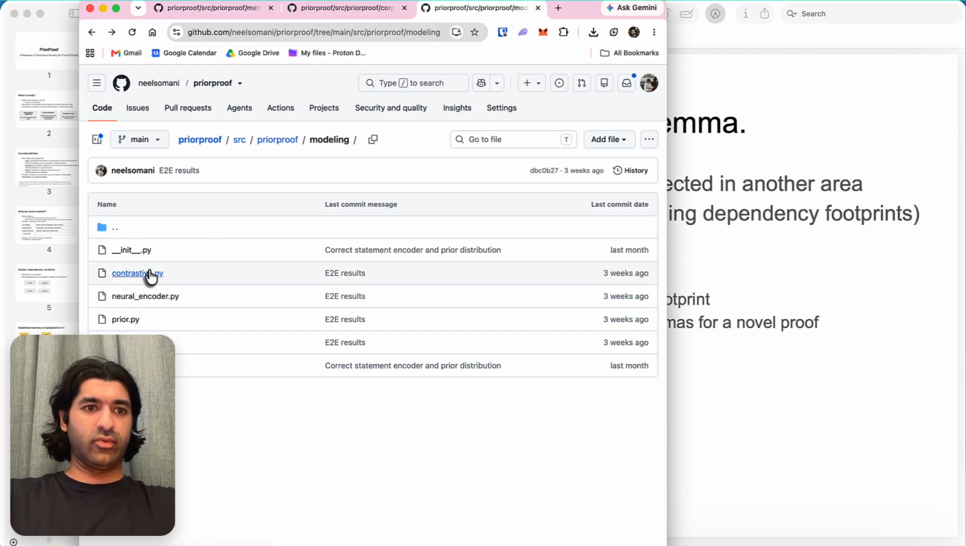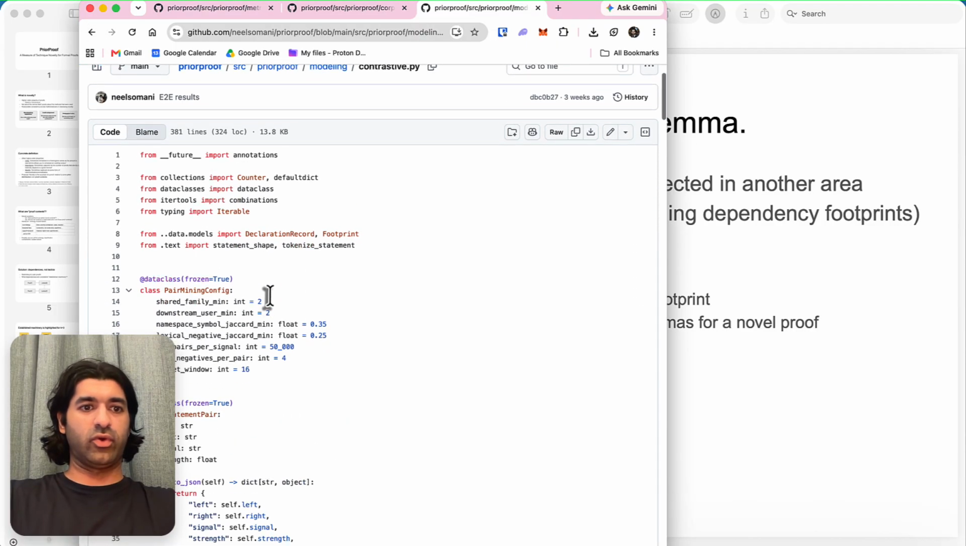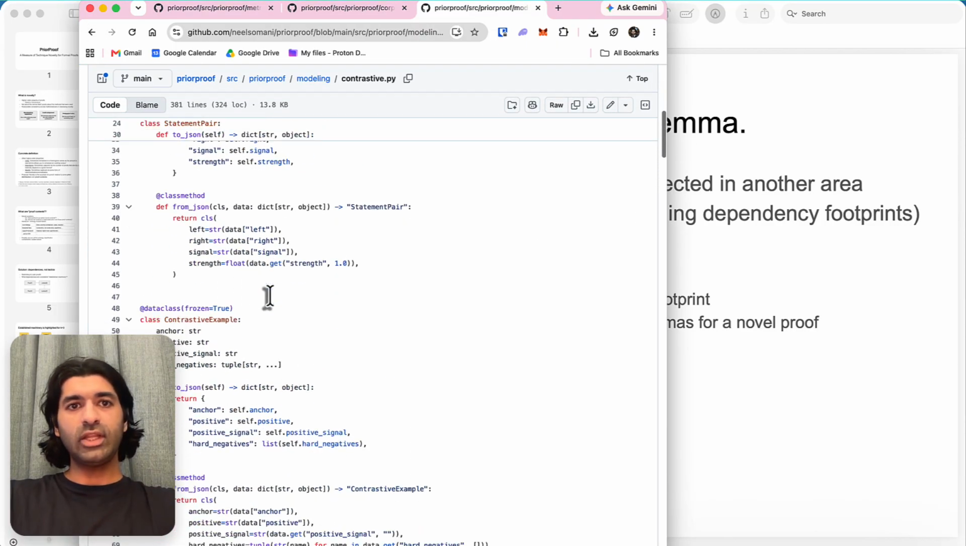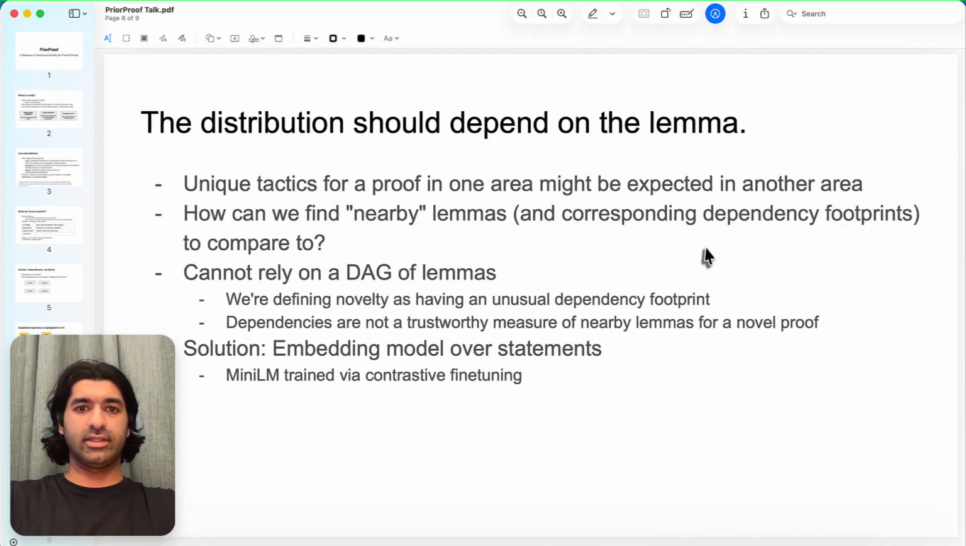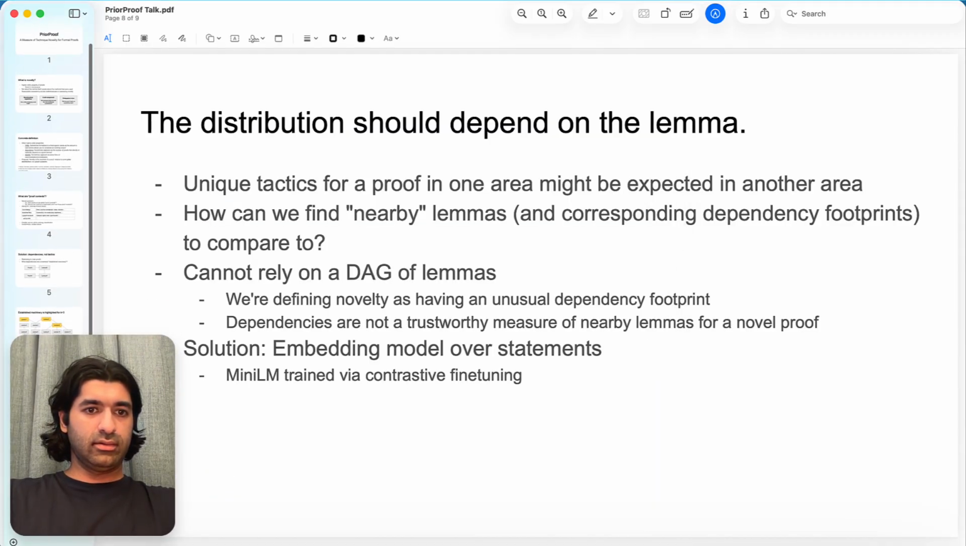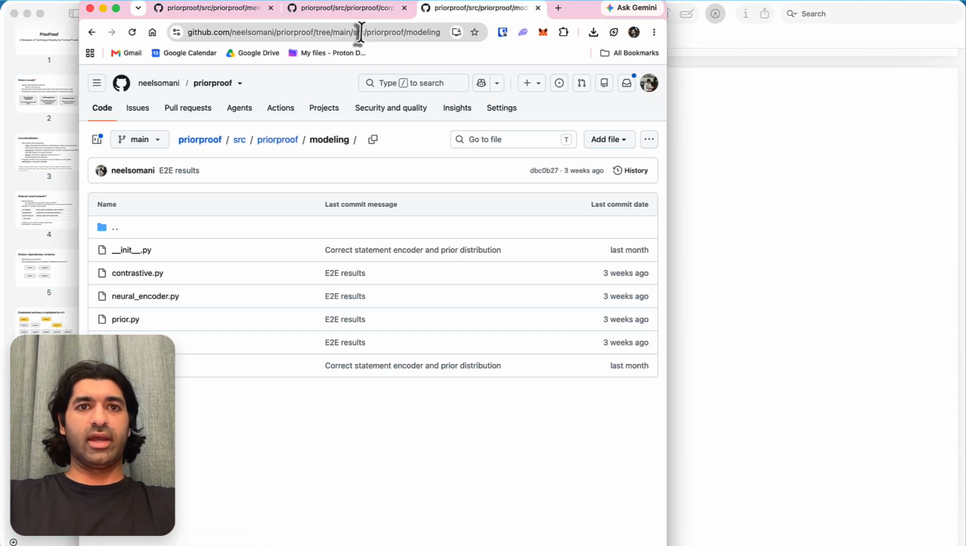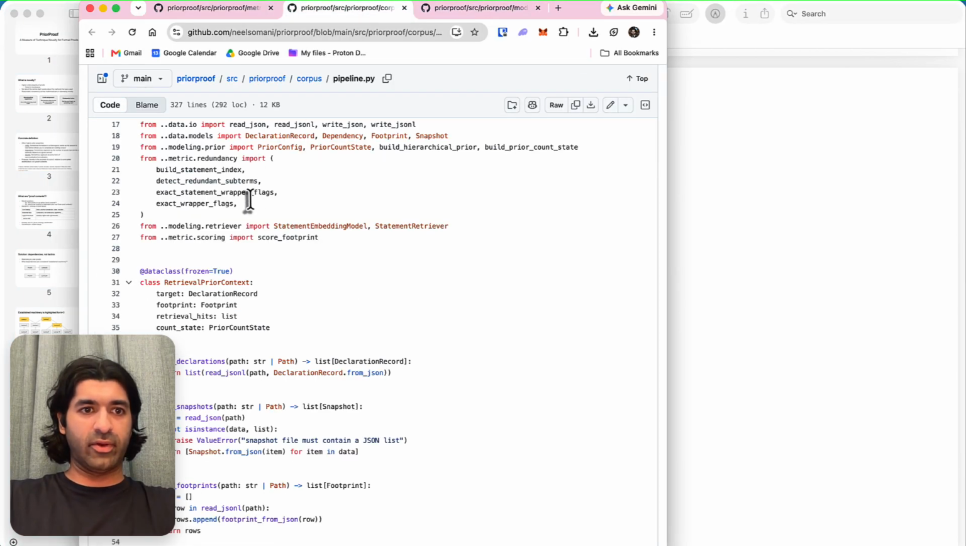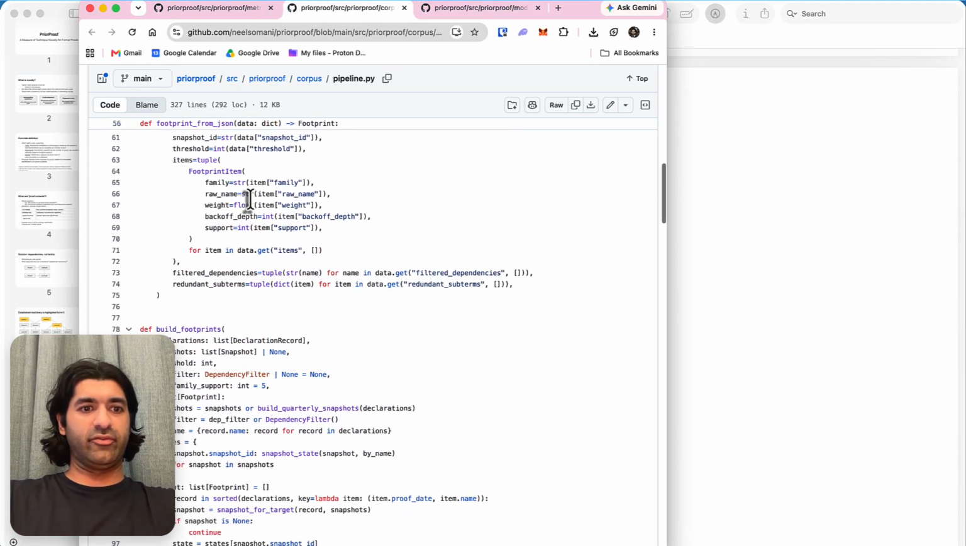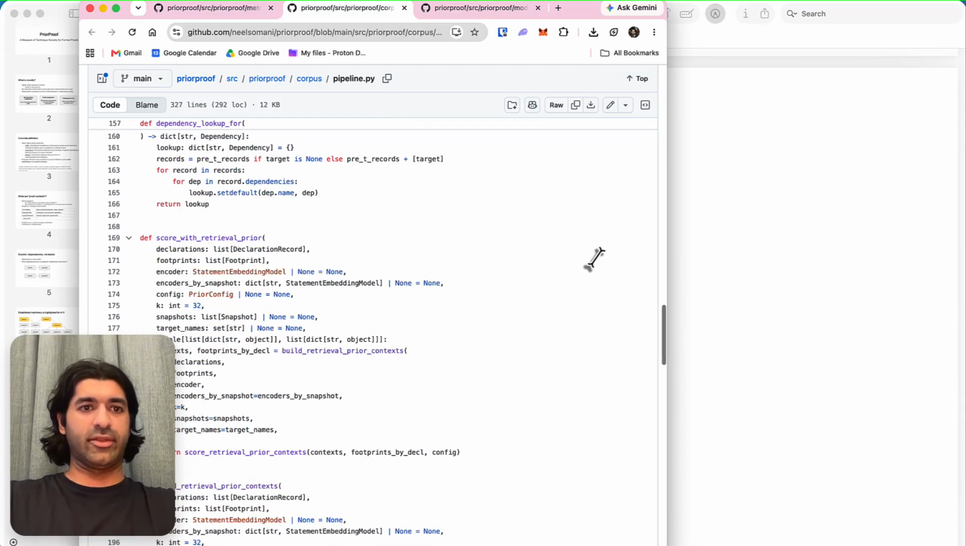And this is where we construct pairs that are used for the contrastive fine-tuning. So this is the relevant folder for that. And that's a high level on how this whole thing works. I think that I had another file pulled up here. Yeah, so this is just the pipeline of how it all comes together.